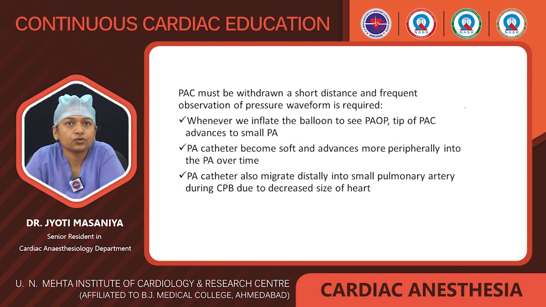The PA catheter must be withdrawn a short distance, or we have to observe the pressure waveform whenever we inflate the balloon to see the pulmonary artery occlusion pressure, because whenever we inflate the balloon, the tip of the PA catheter advances to a small pulmonary artery, or over a period of time the pulmonary artery catheter becomes soft and advances more peripherally. And during CPB, due to the decreased size of the heart, the catheter may migrate distally into the small pulmonary artery. So whenever this condition occurs, we have to closely monitor the pressure waveform, and if pulmonary arterial wedging occurs, we have to withdraw the catheter for a short distance.